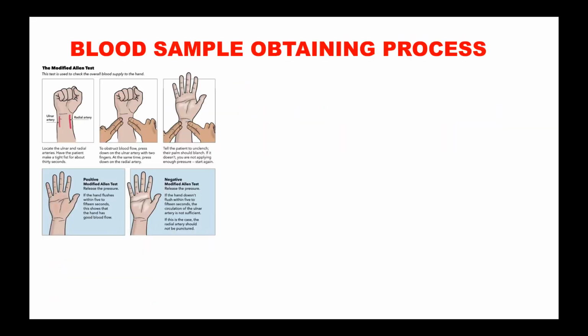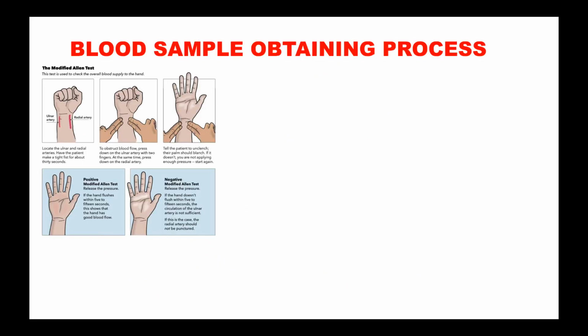What is Allen's test? That also may be asked. What is the importance of Allen's test? To check the collateral circulation, so that you don't produce any ischemia of the distal limb. All of you know how to do that.